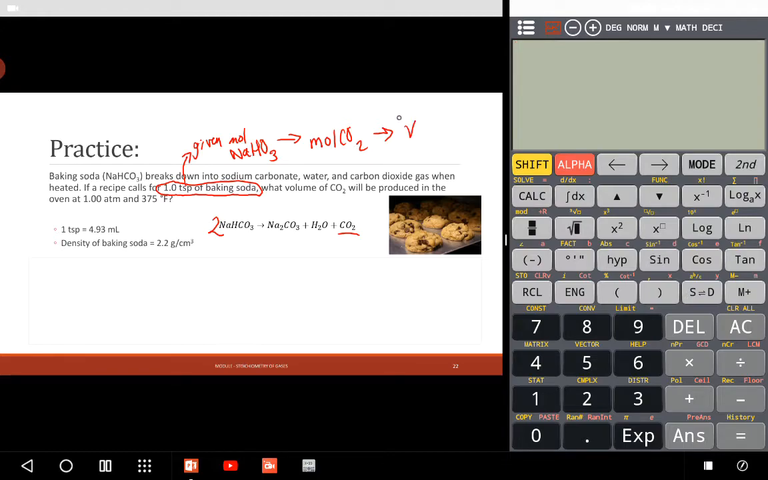And then we'll find volume of CO2. But we have to figure out how to get into moles. We can go from teaspoons to milliliters, and then use the density to get into grams, and then out into moles using the molar mass. So let's go ahead and do that. I have 1.0 teaspoon of baking soda. To save room, I'm not going to write baking soda. Then I'm going to use this metric to English conversion to get into milliliters.